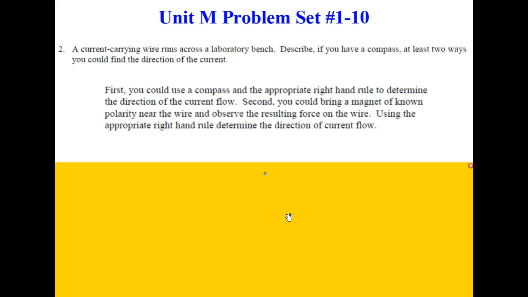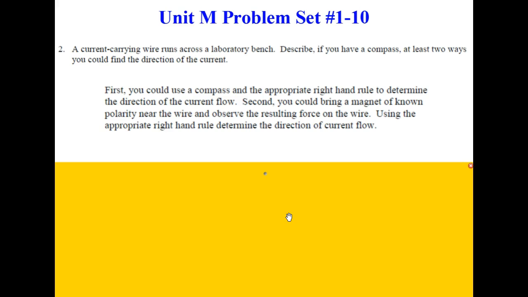Ask in class if you don't understand this and would like to see it drawn and labeled on the board. Second, you could bring a magnet of known polarity near the wire and observe the resulting force on the wire. Using the appropriate hand rule, determine the direction of the current flow.